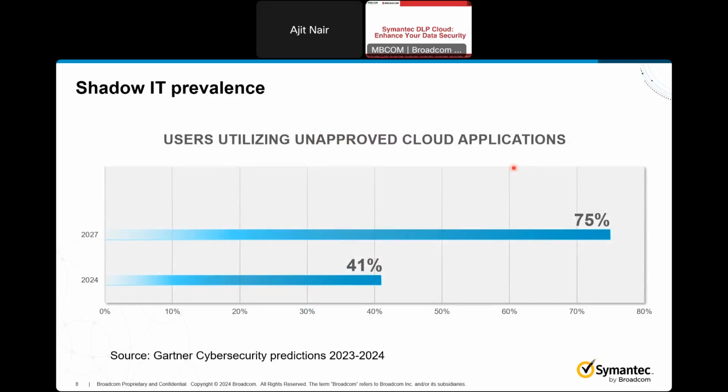So how many cloud applications are my users engaging with? And that's what companies usually struggle with in understanding. As per the Gartner cybersecurity predictions, in 2024 alone, it's estimated that around 41% of users are using unapproved applications to perform their daily jobs. By 2027, this figure is expected to rise to 75%. And this is going to grow, right?